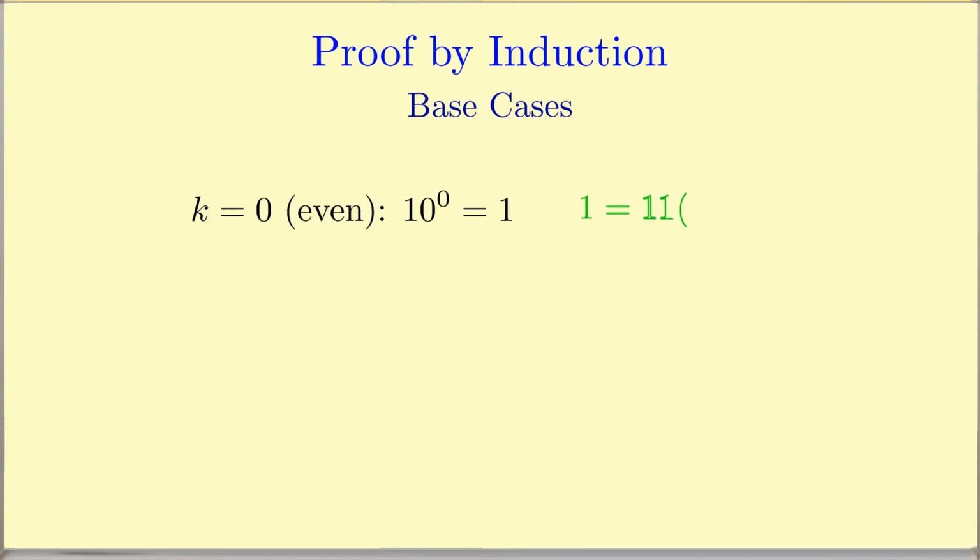10 to the power of 0 is 1. Does 1 equal 11 times 0 plus 1? Yes. The first even domino falls. Let's test k equals 1, which is an odd number.